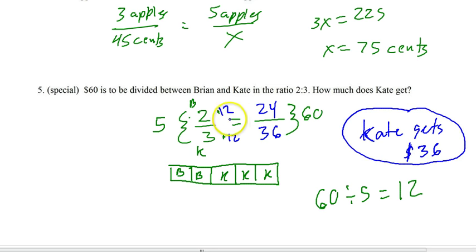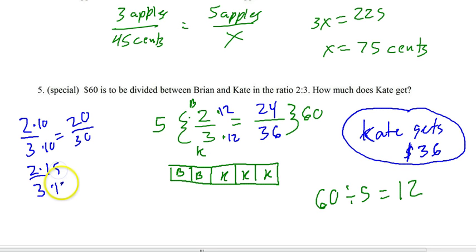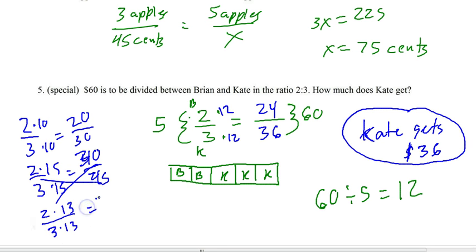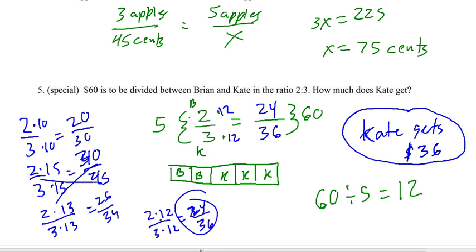You could also just sit here and keep plugging in numbers until you get a total of 60. It's going to maintain a 2 to 3 ratio. So if you did 2 to 3 times 10, this is called the Price is Right method. You just go high and low. That's 50. So let's go higher. We'll do 15. And that's 30 over 45. That's too much. 2 times 13, 3 times 13. It's 26 over 39. Still too much. And then eventually you're going to hit it. 2 times 12, 3 times 12, which gives us 24 over 36, and there's our 60.